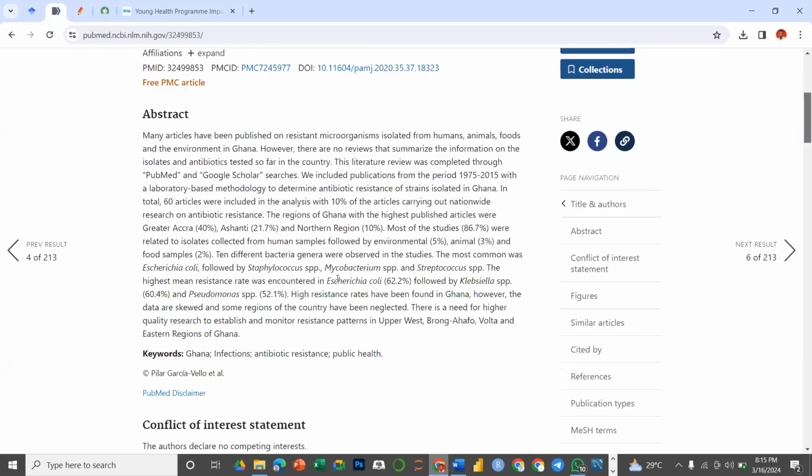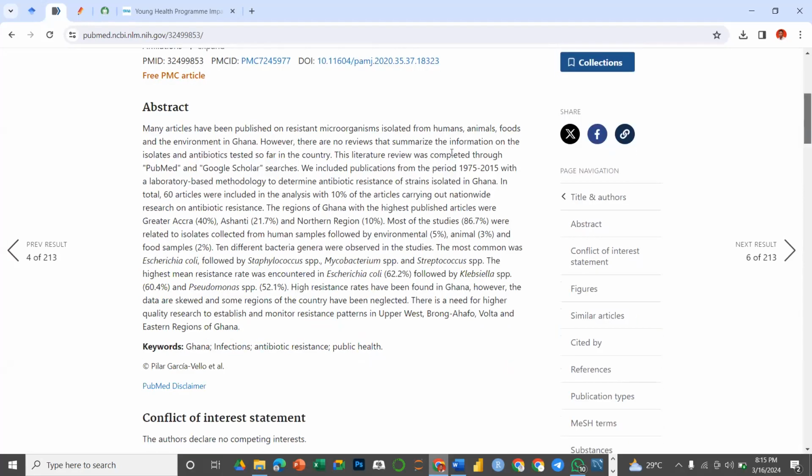So now, can we see what they did there? They checked through from 1975 to 2015. They checked through the analysis and they chose 60 articles. Can you see? We are trying to study literature review here, but we are trying to also use an article that was formed based on literature review. Do you understand? So they chose 60 articles in the analysis, and 10% of the articles were carrying out nationwide research on antibiotic resistance. So this is just the summary of their own article, and I actually think this article is very relevant to what you are doing.